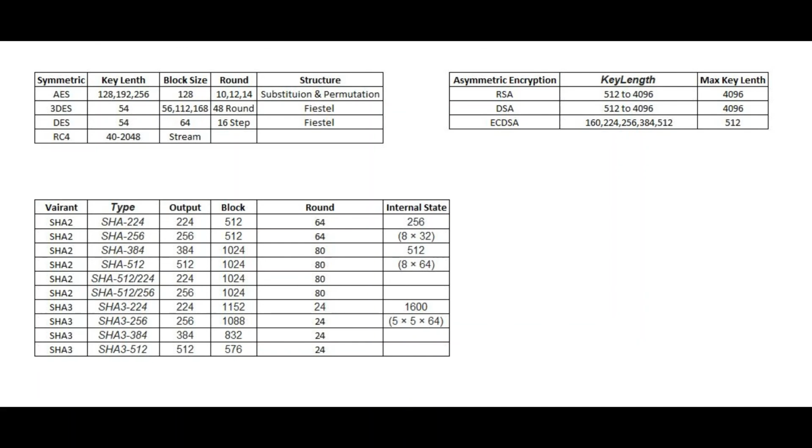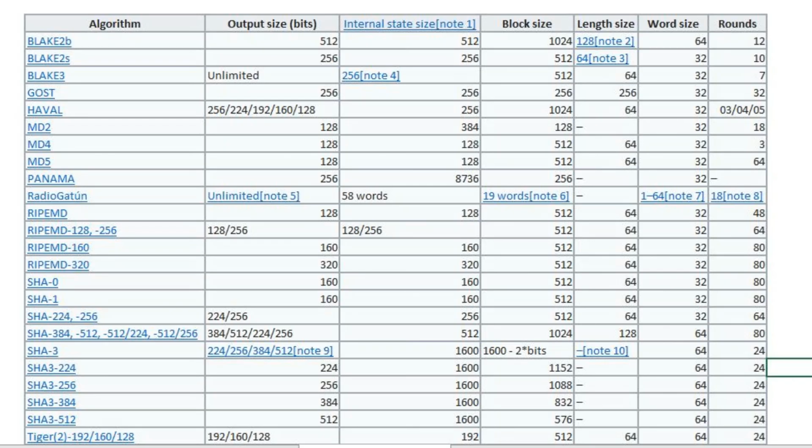The last sheet is not for the exam but for real-life reference, to know what the other hashing algorithms are and what their variants are. I'm also attaching the link to download the sheet in the description.